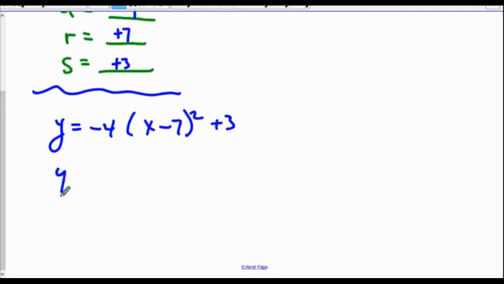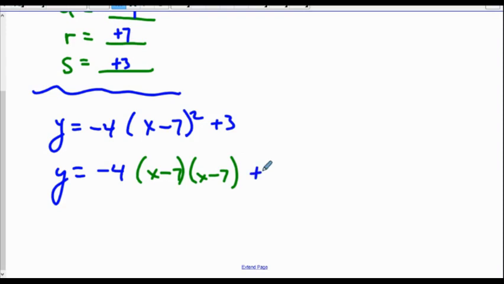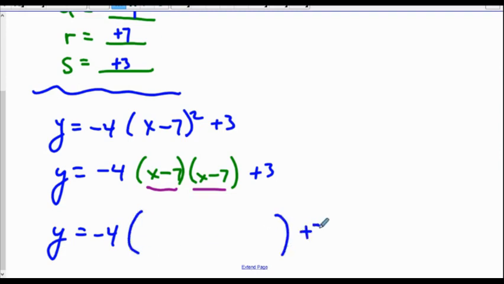Okay. The first step in this one, what I'm going to do is I'm going to take that x minus 7 squared and write that as x minus 7 times x minus 7. That's x minus 7 squared right there. Okay, now this one looks almost identical to the last question we did. What I need to do is I need to take this x minus 7 and multiply it by the other x minus 7. So I'm going to have y equals negative 4. I'm going to put all this in brackets and add the 3 at the end.